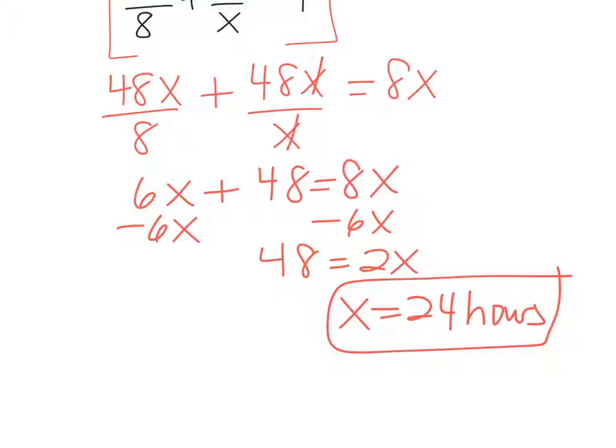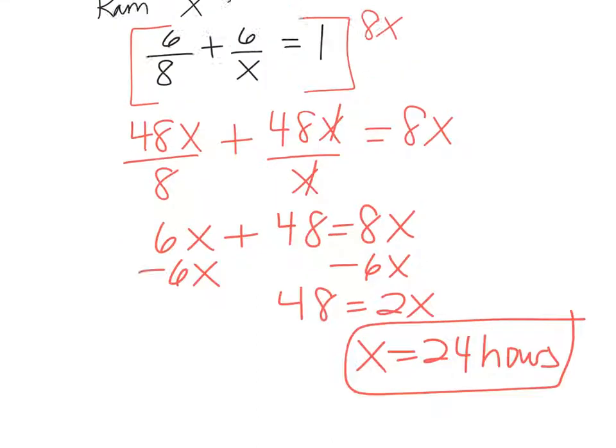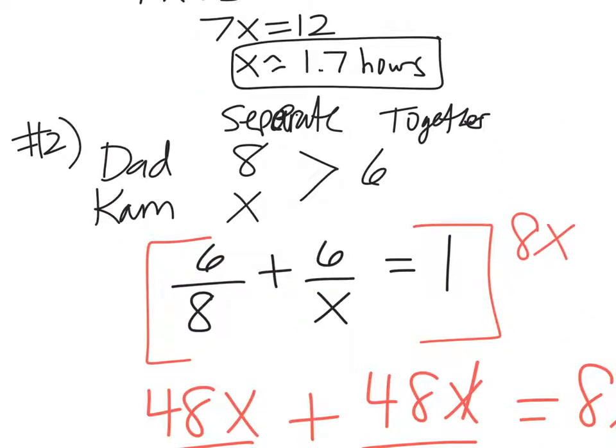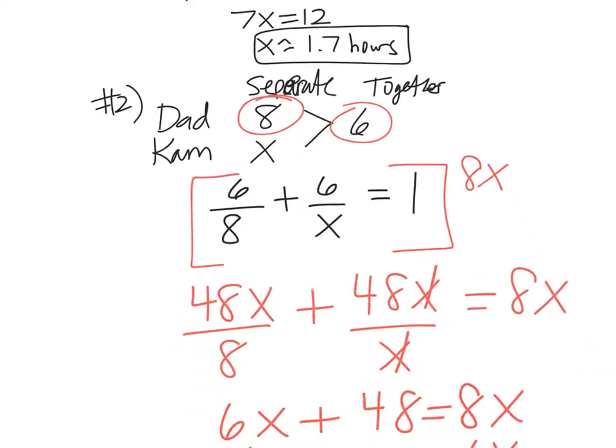She didn't help out much, did she? Well, seriously though, if you look, the dad can do it by himself in 8 hours. Together they do it in 6. She's not really helping that much, is she? Yeah, she's kind of causing problems is what she's doing.